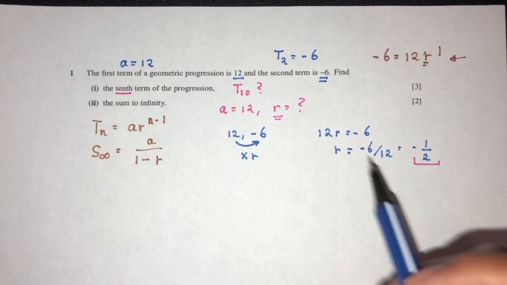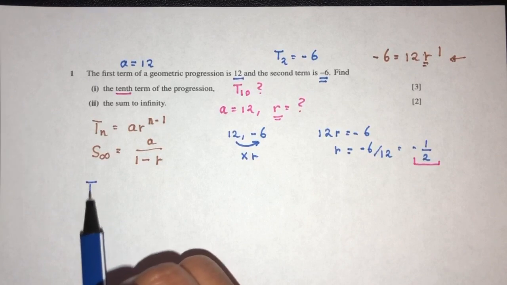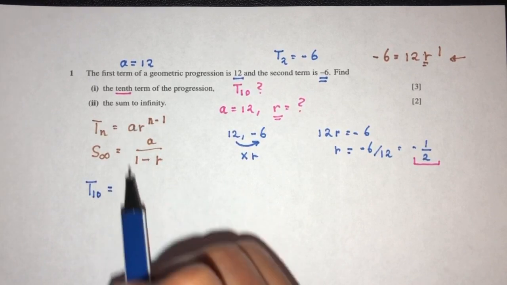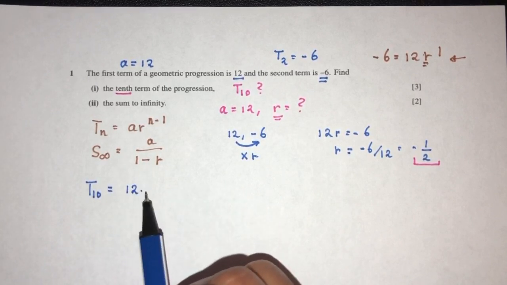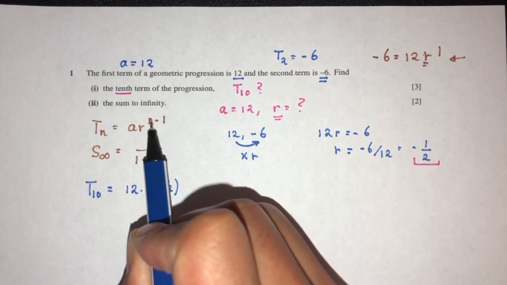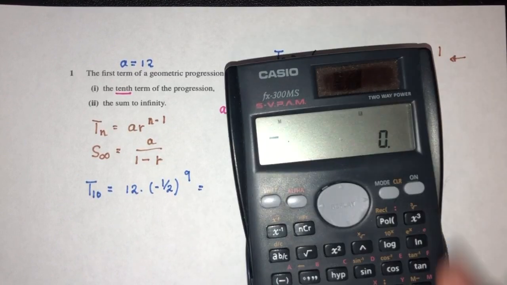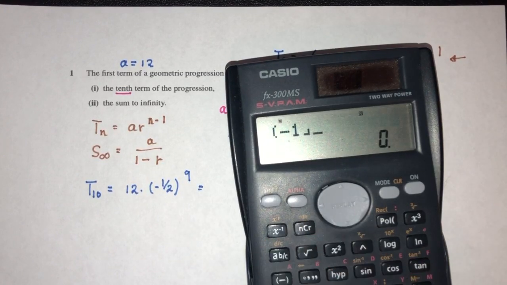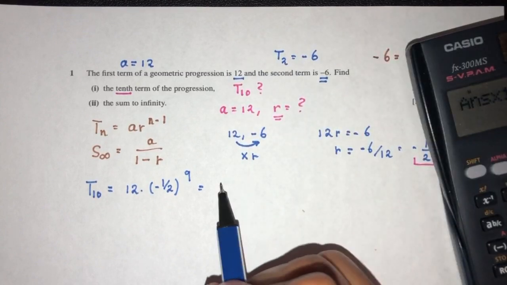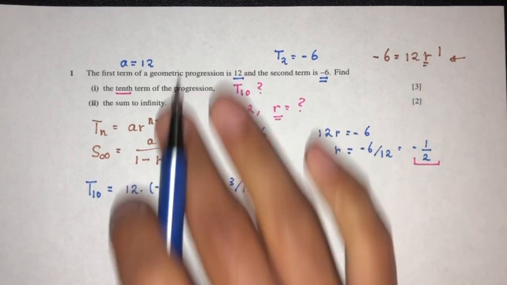Okay, so what's next? So we know R, we know A. Now we have to find the 10th term. Pretty easy. 10th term, replace back in the equation. A is 12, R is minus half, and n is 10, minus 1 should be 9. So let's see what do we have. So minus half power 9 times 12. That should be minus 3 over 128. That should be part 1 of your question.